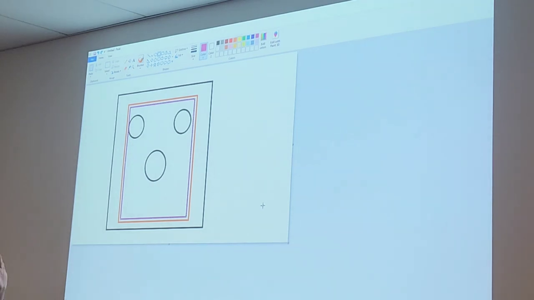So, are we okay with the difference between alignment and congruence? Alignment is about what? The center. Congruence is about what? The edges. That's all you need to know. Alignment is about center. Congruence is about edges.